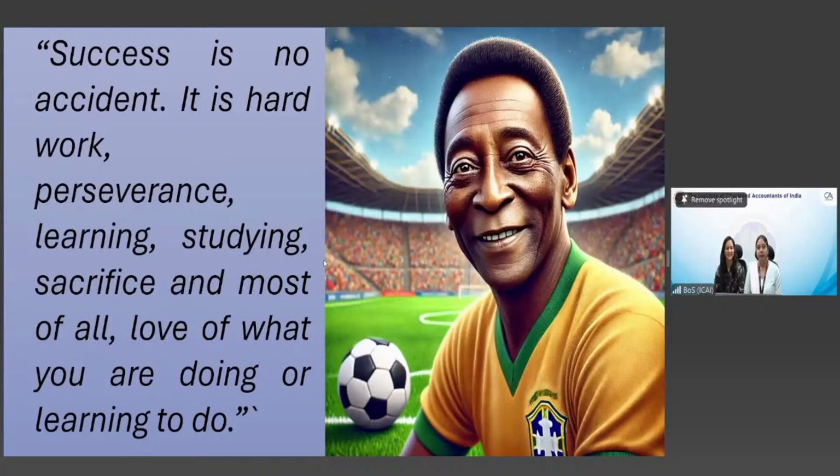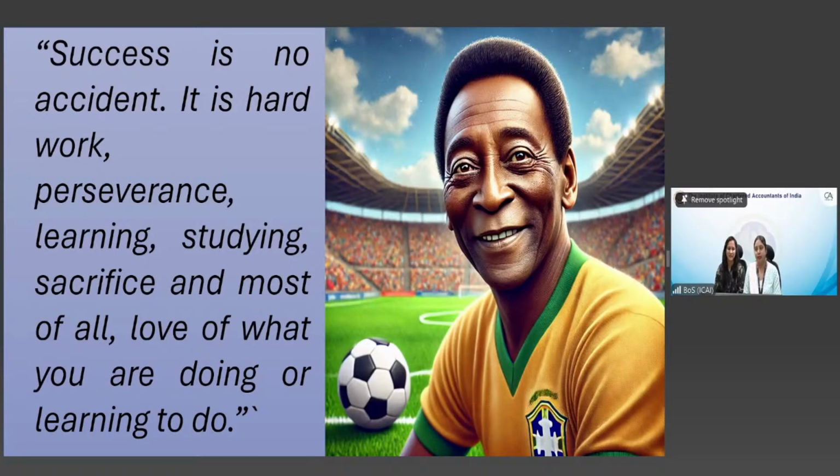So as we know, success is not an accident. It is basically the hard work, perseverance, learning, studying, sacrifice, and most of all, love of what you are doing or learning to do. Because when you spend time doing something which you love to do, you never look at the watch while spending time. So since you are pursuing this course, chartered accountancy course, it is obvious that you love this course, you want to be a chartered accountant, you want that these two alphabets CA get prefixed with your name. So when you are spending time with something which you love to do, please be mindful, learning, studying, sacrificing, everything is a part of it.